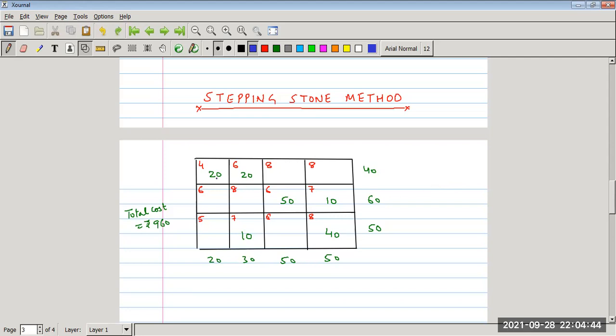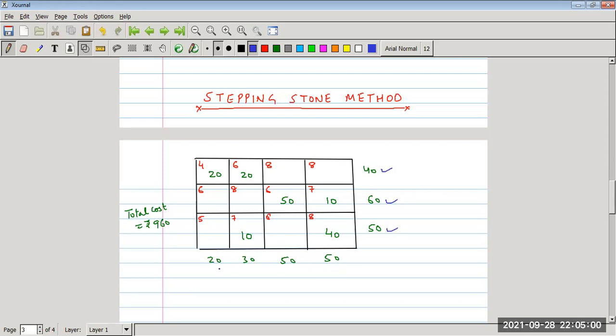And second, does it satisfy the supply and demand constraints? So we check: 20 plus 20 is 40. Yes, it satisfies. 50 plus 10 is 60. Yes, it satisfies the second supply point. 40 plus 10 is 50.